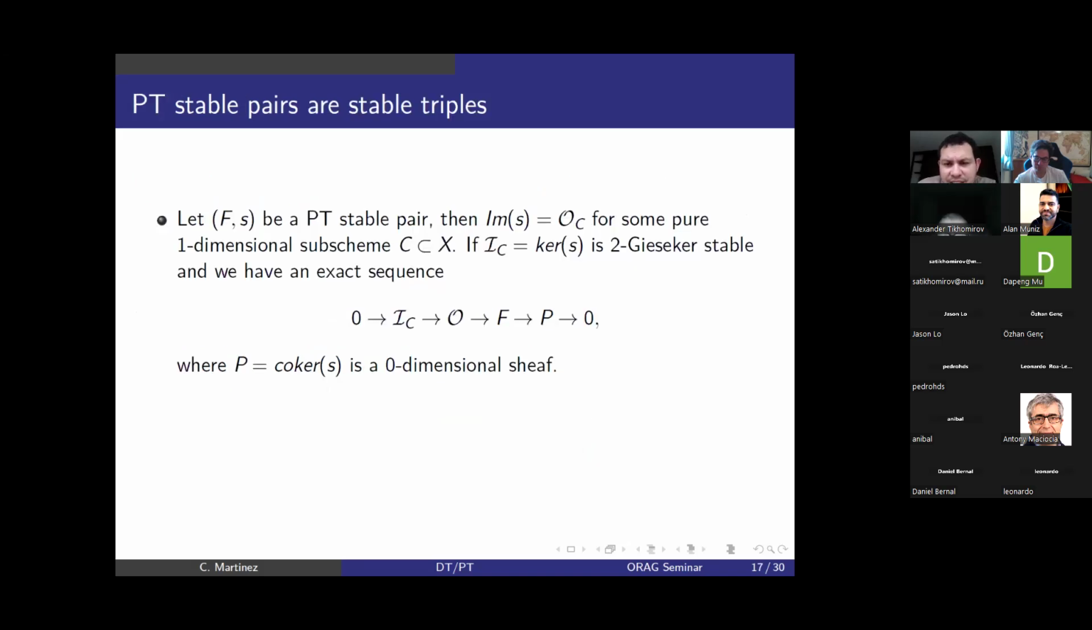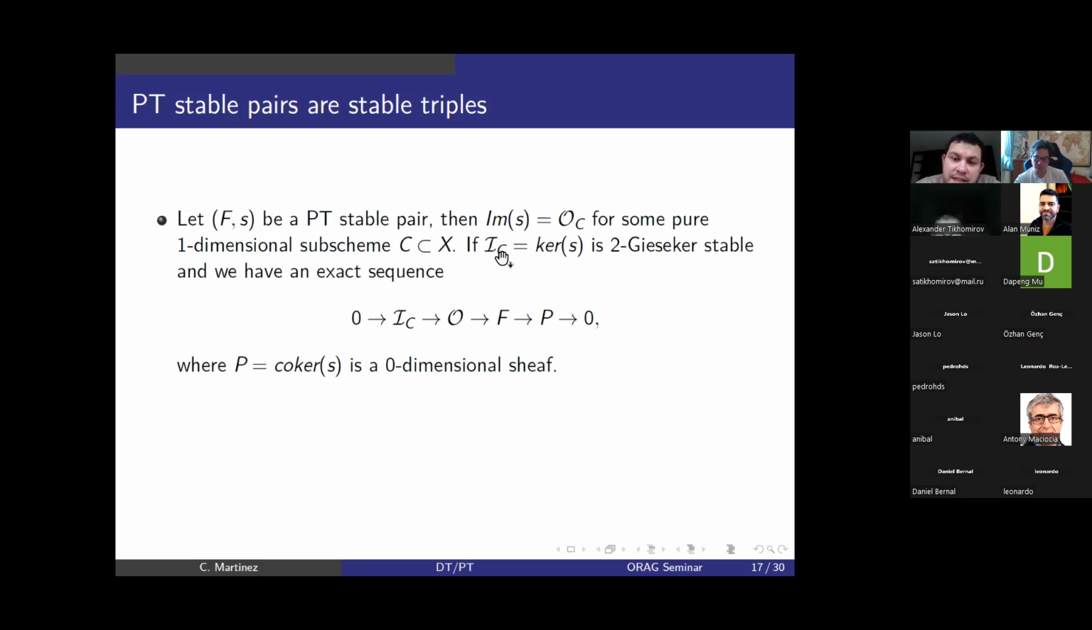And then the interesting thing is that we can do some examples of these stable triples. For instance, let's take (F, s) to be a PT stable pair in the sense that we defined before. So F is a pure one-dimensional sheaf, and s is a section of F, so it has zero-dimensional cokernel. Then I can take the image of this s, and this image turns out to be the structure sheaf of some pure one-dimensional subscheme. This is because F itself is pure, so the image, being a quotient of O and a subsheaf of F, has to be pure.